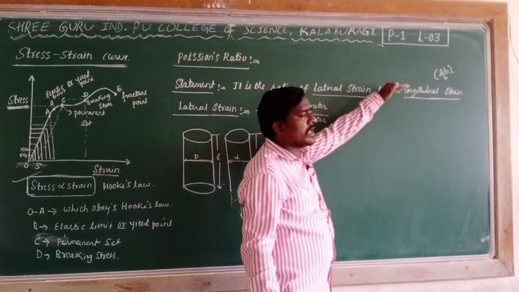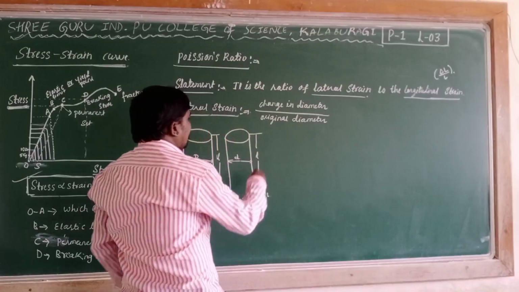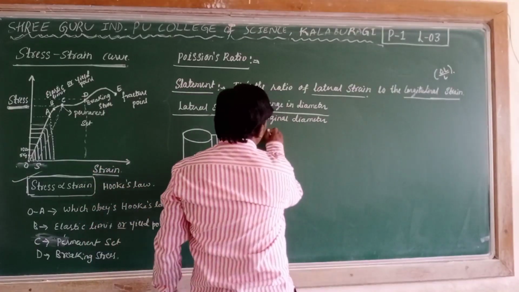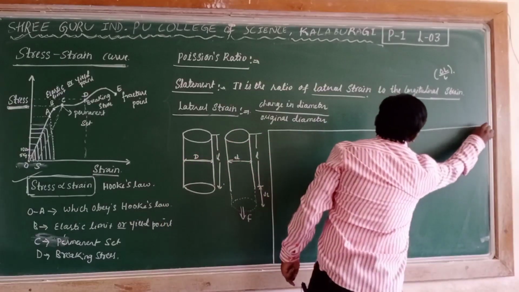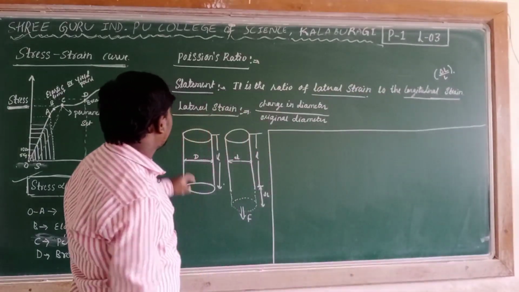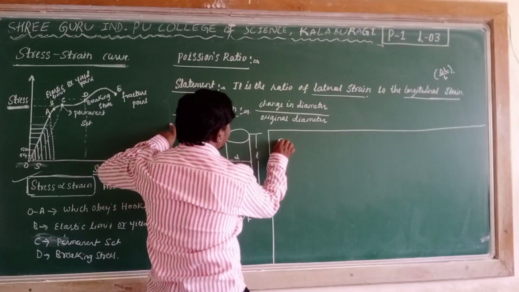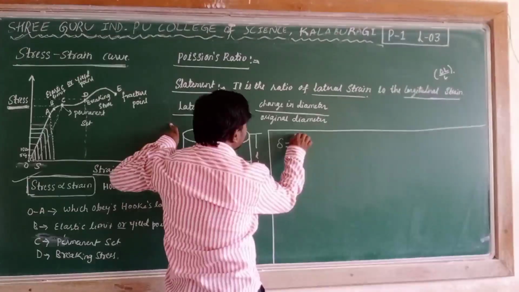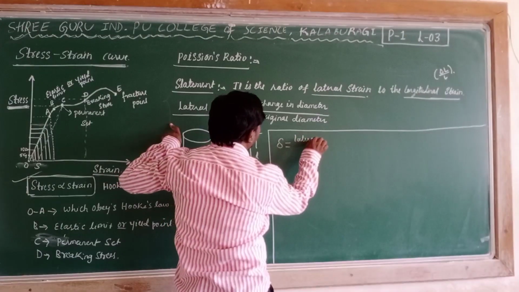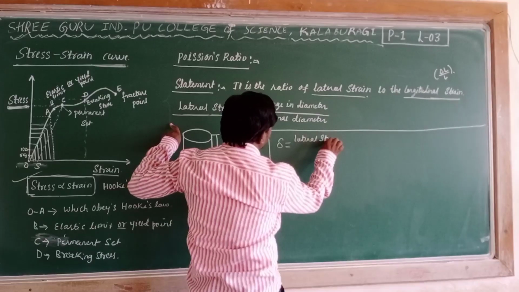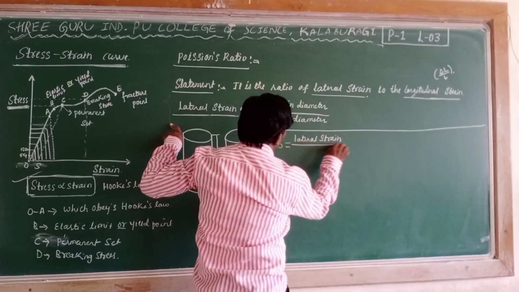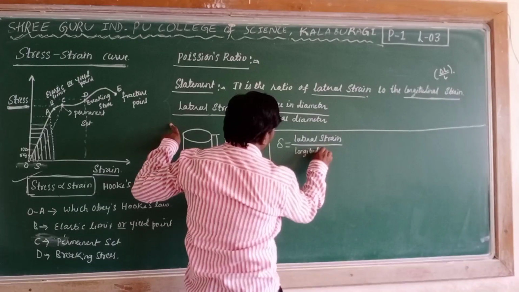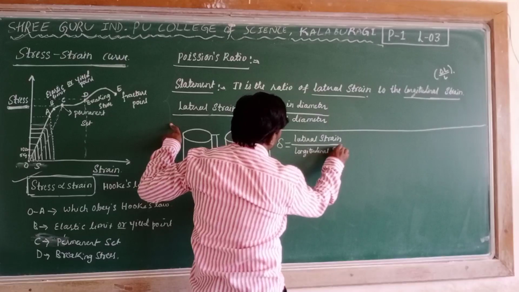Poisson's ratio is lateral strain by longitudinal strain. The Poisson's ratio, denoted by delta, is lateral strain divided by longitudinal strain.